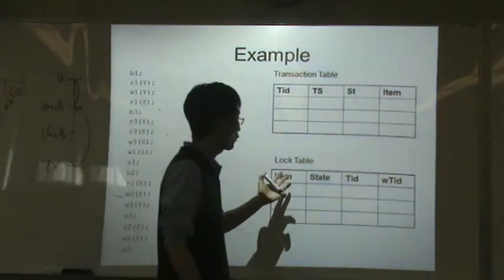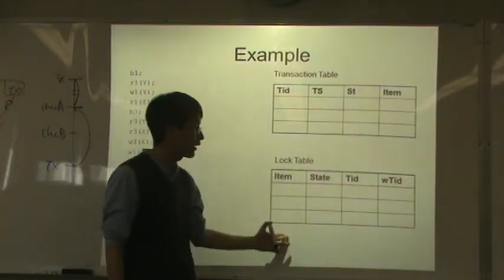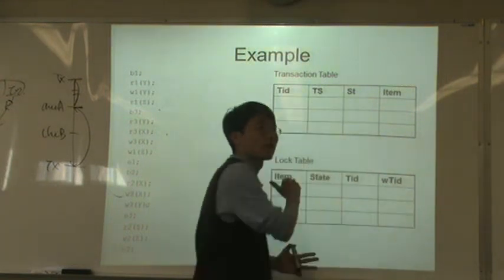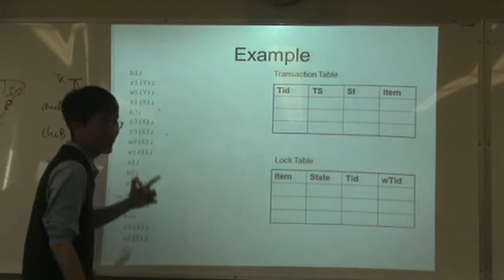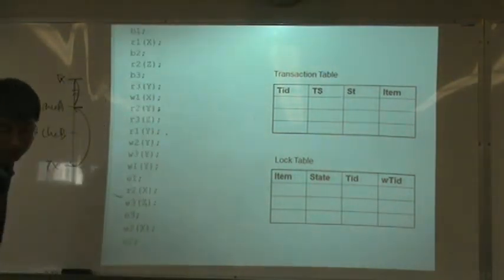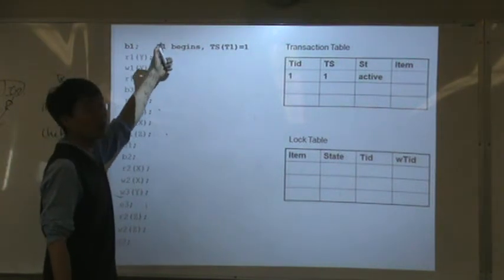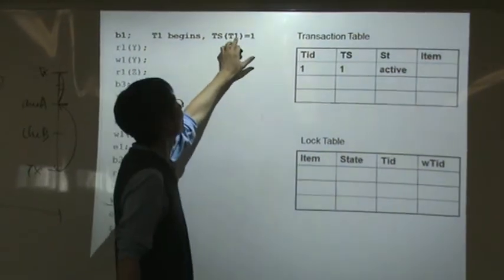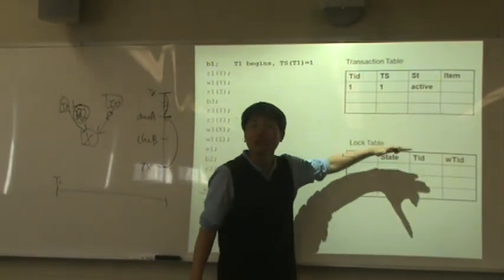So we need 2 tables. The log manager needs to manage a log table that has item, state, and transaction ID, in the case of explicit log. The transaction table holds the information about each transaction. Let's start. First, begin B1 means transaction 1 begins. So the timestamp of T1 is 1. Then update the transaction table like that. Is there any log? Not yet.